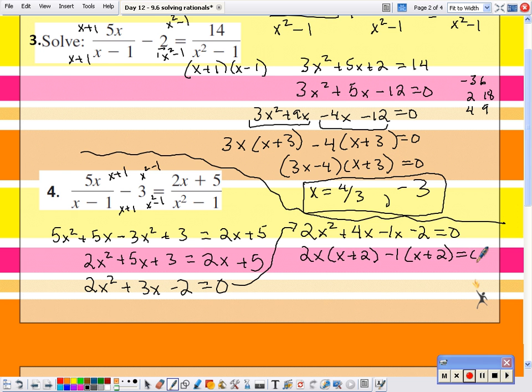Okay, if you're not ready to see the final answers, pause the video, because I don't want to ruin the surprise. And our solutions are x equals 1/2 and x equals negative 2. And I do a quick check, and the only things that would not work in this equation are 1 or negative 1.